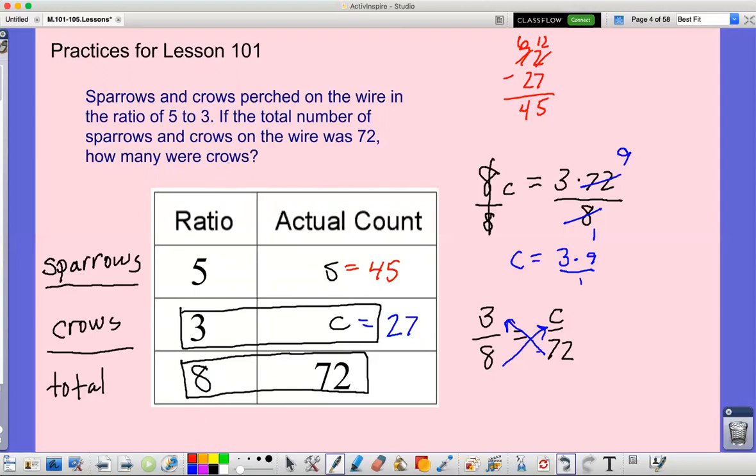So the final answer, this question was just asking how many crows there are. So I see that there are 27 crows on the line in actual numbers of counts. So that's 27. So for every 5, if you looked at it like this, 5 to 3 is the exact same ratio as 45 to 27. These are equal to each other. 45 sparrows to 27 crows. Well, that's the same as if I was to divide by 9, I would get 5. 27 divided by 9 is 3.